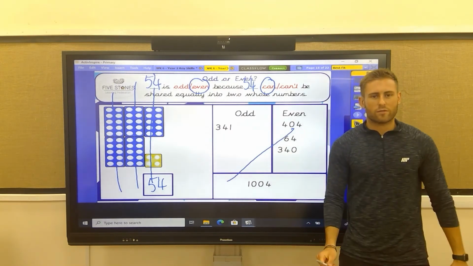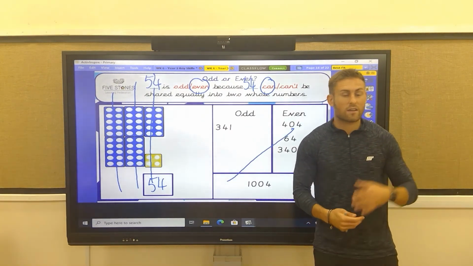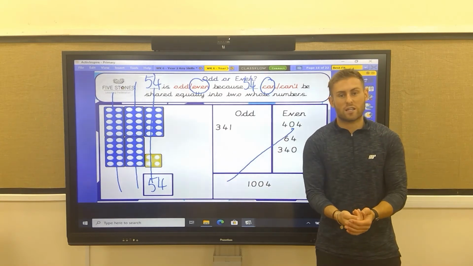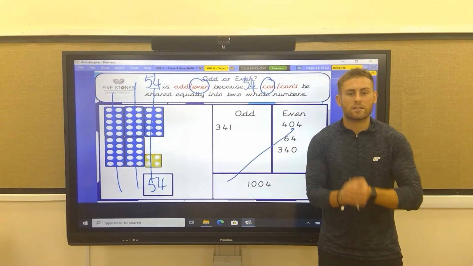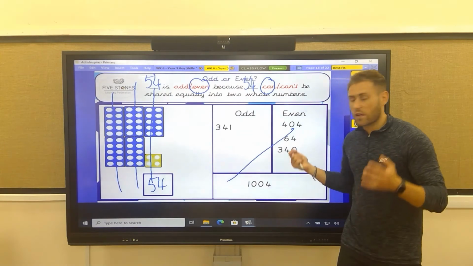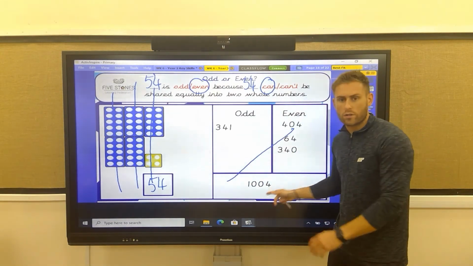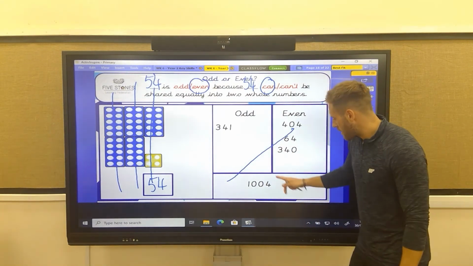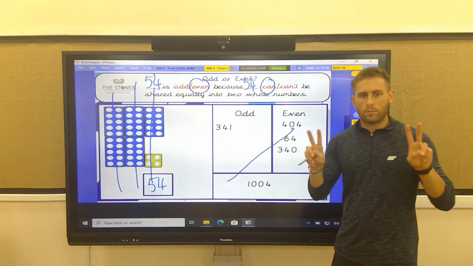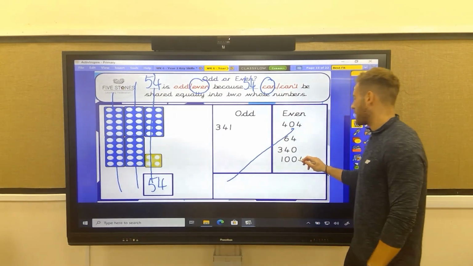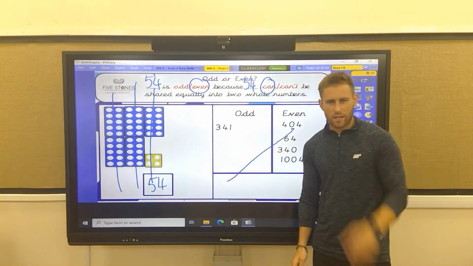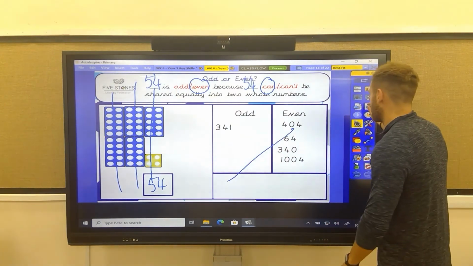Then we've got 1004. 1000, again, 500 and 500 can be shared equally. No matter the thousands, no matter the tens, no matter the hundreds, they can be shared equally. It's the 1s that sometimes can't. So 4 1s can be shared into 2 and 2. So that means that is an even number. Again, well done for all that explanation.